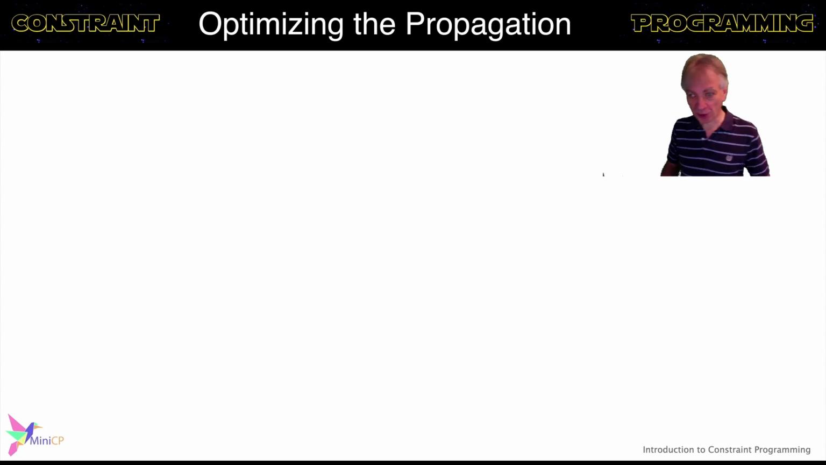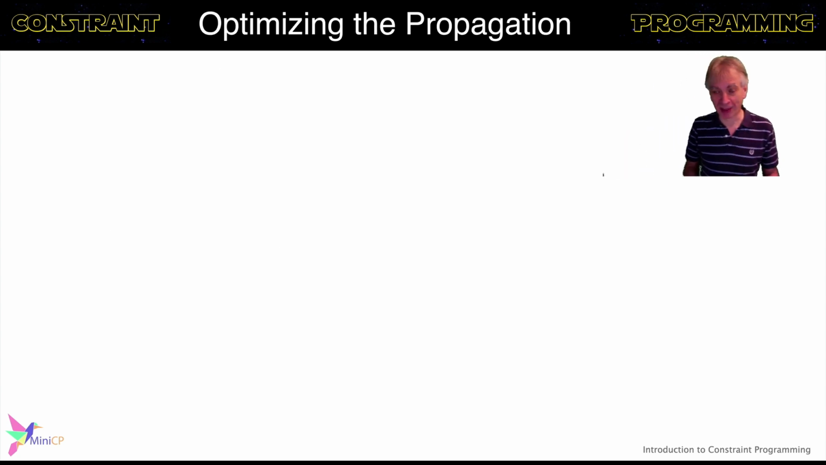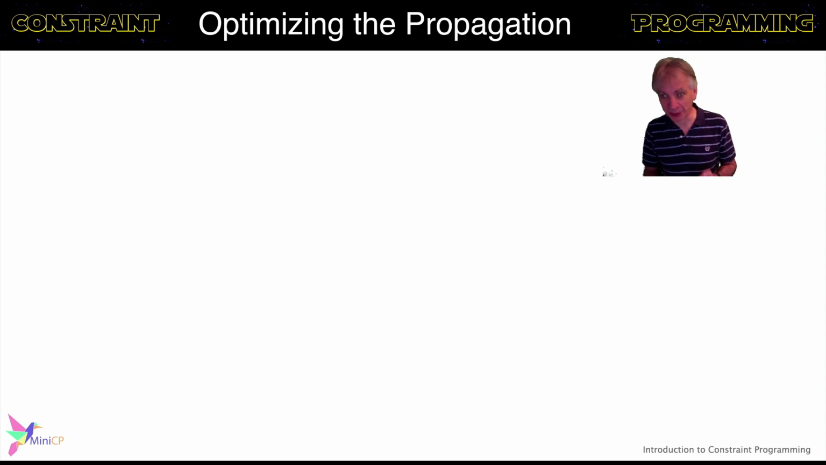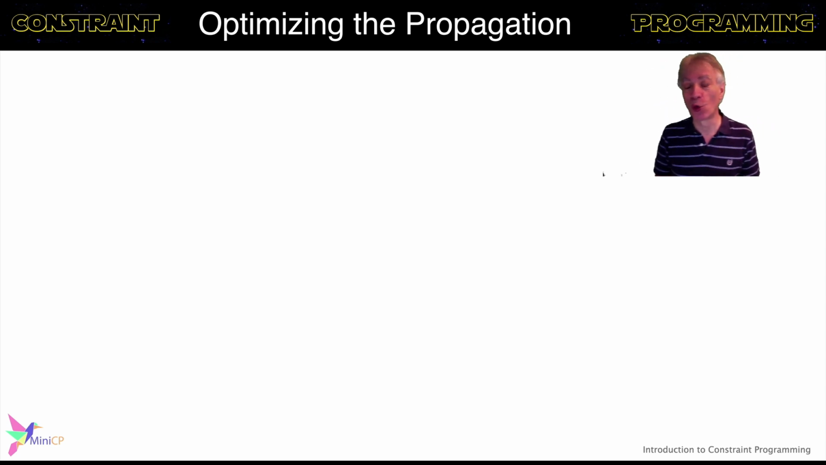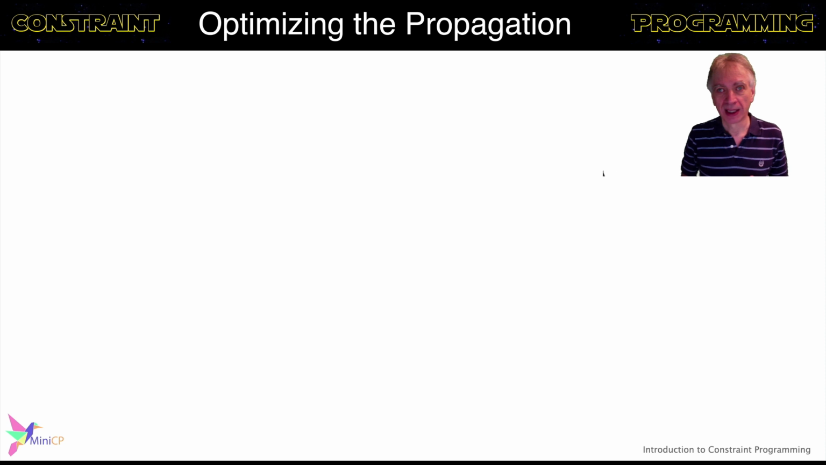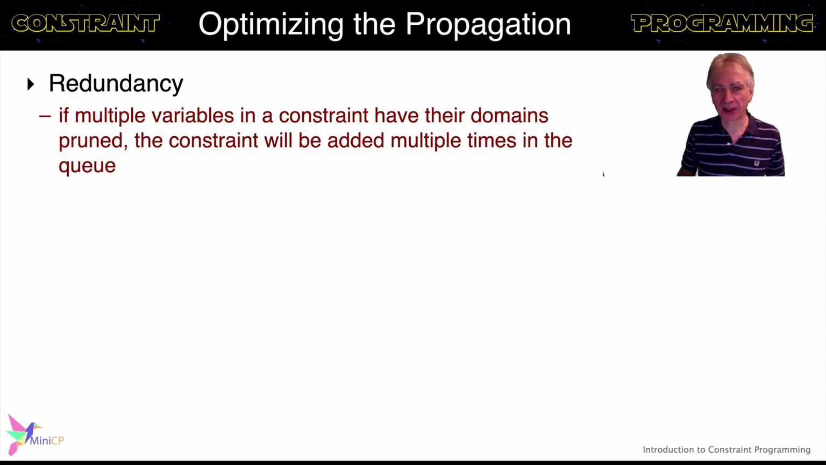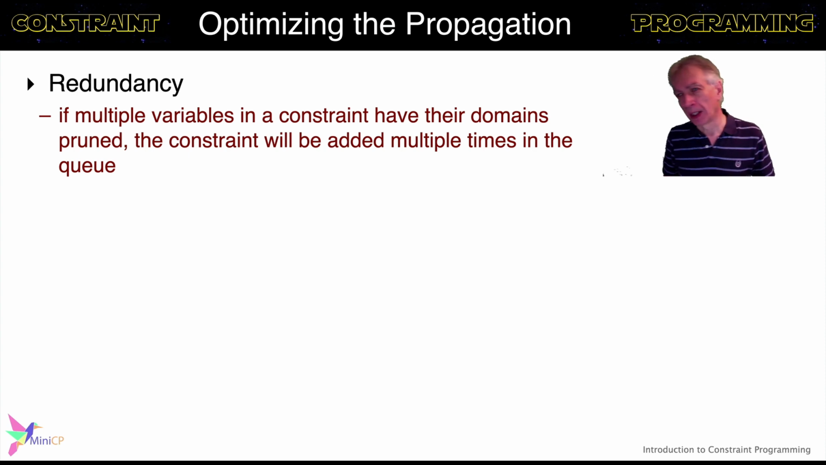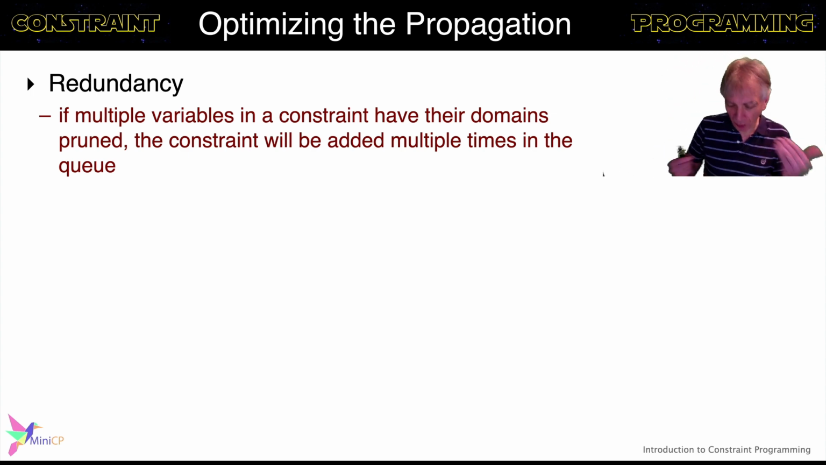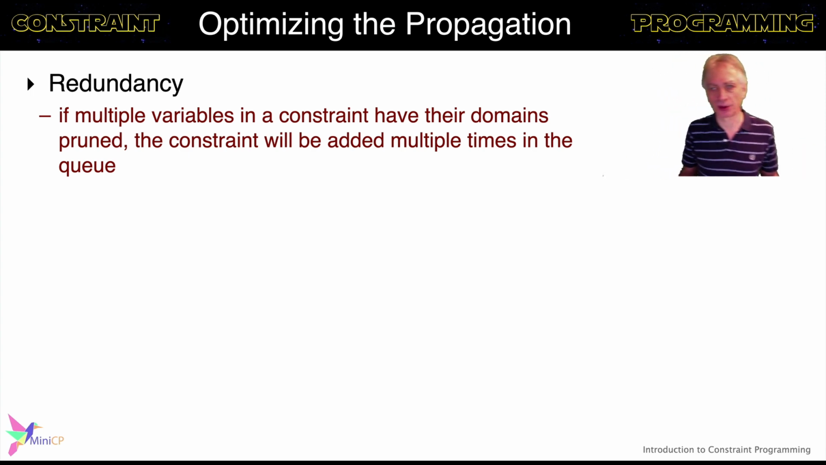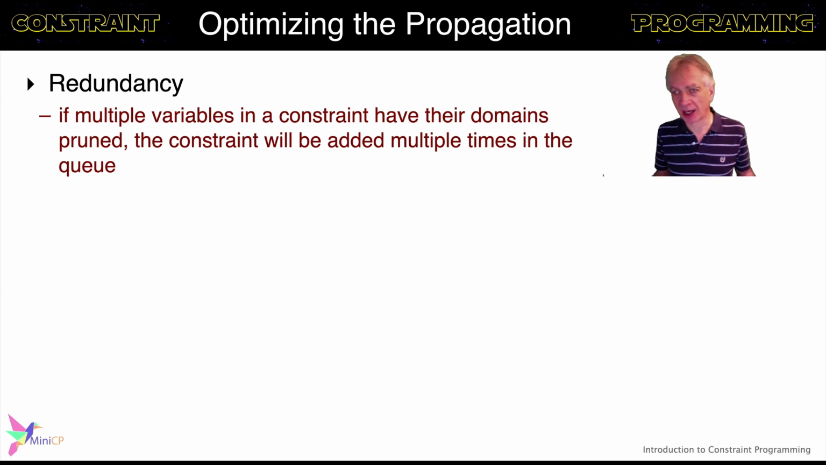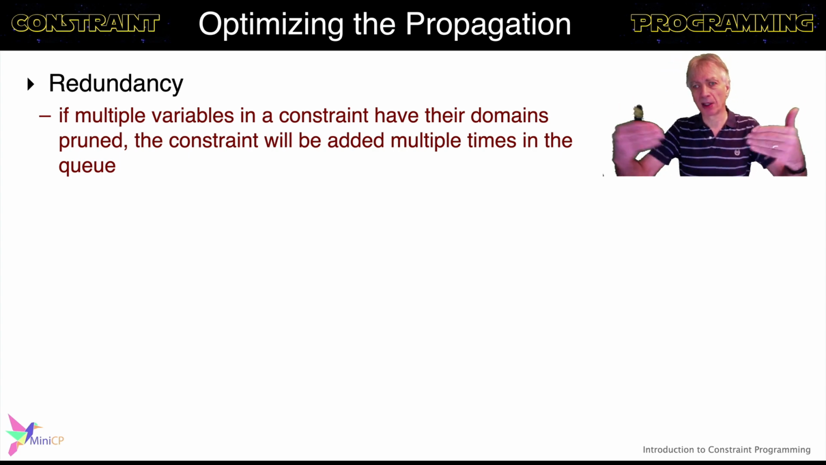All right, so far we have a very, very naive propagation. So I want to tell you that you can improve it in two ways. The first one is to avoid redundant propagation, right? Mostly it's like avoiding putting a constraint many times on the propagation queue. So for instance, if there are multiple variables in the constraint and they are all modified, what's going to happen is that this constraint is going to be put multiple times on the queue.